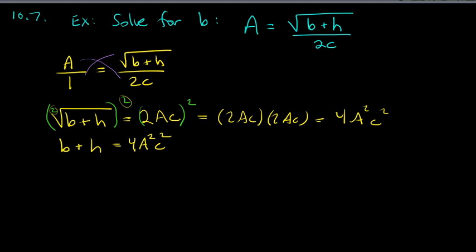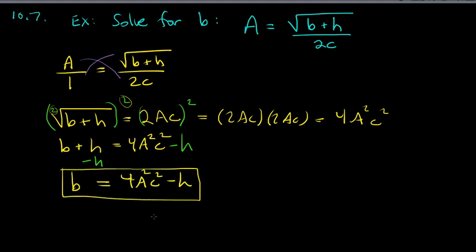All right, and it turns out we're almost done. How do you solve for b? Well, we have b plus h equals this mess. We just have to get rid of the h. So subtract h from both sides, right? The opposite of adding h is subtracting h. So on the left you have b plus 0 equals 4a squared c squared minus h. That's a 4. And we're done. We've isolated the b. That's the solution. So yes, there are problems where you might have square roots, but you also might have fractions or literal equations or things that you've dealt with earlier.